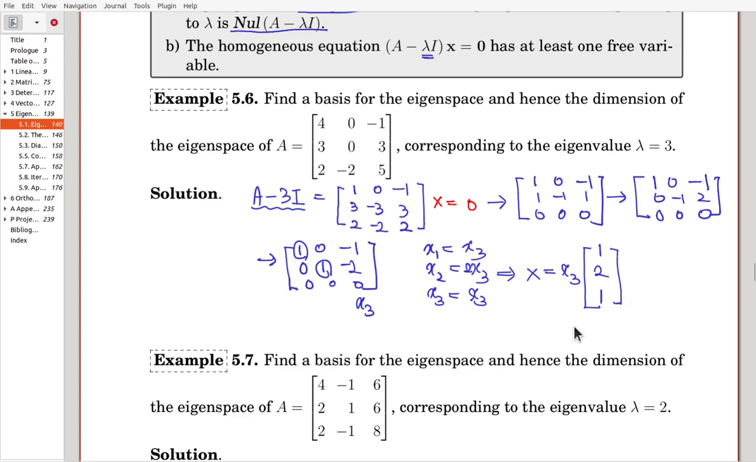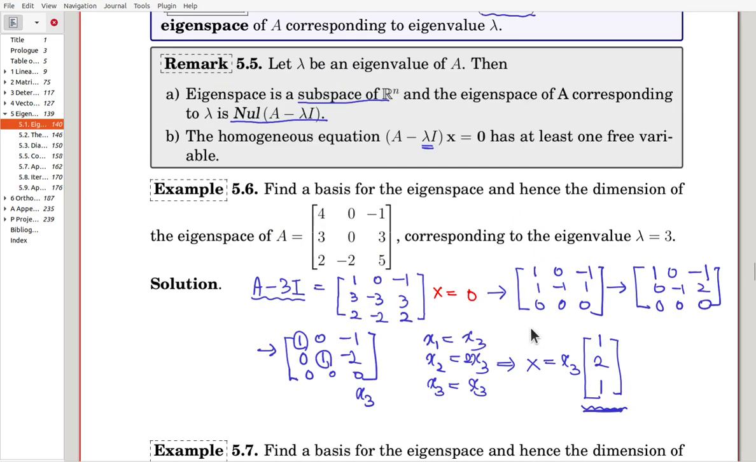So the eigenspace is spanned by that vector, and the dimension is 1 because this is a basis and it has only one vector, right?